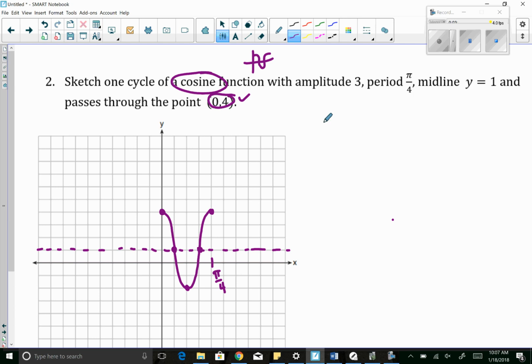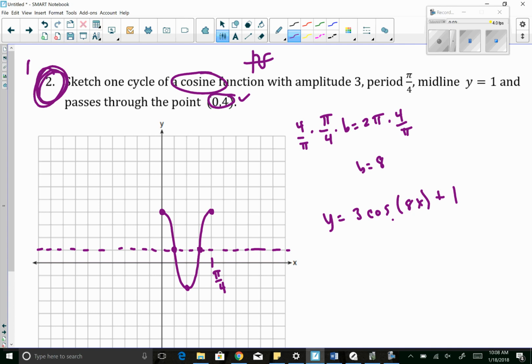Just like before, if I take the period, pi over 4, multiply it by the frequency, that gives me 2 pi. Multiply both the top and bottom here, so flip that fraction around, and I get a frequency of 8. So my equation would be y equals 3 cosine of 8x plus 1. If you could do number 2, you could do the quiz question tomorrow. It's almost the same exact question.